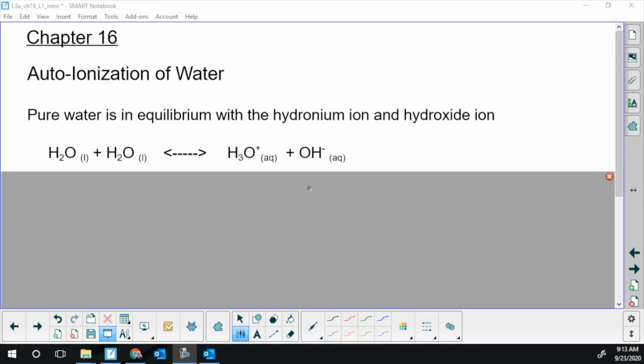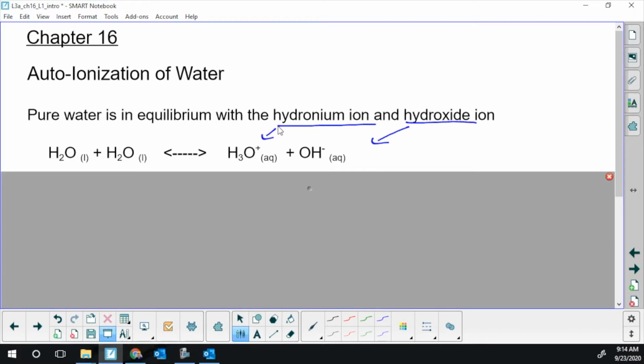So the autoionization of water was discussed last year. Water can react with itself and autoionize. So you're going to get a hydronium ion, which is that H3O+, and you can get a hydroxide ion from water. Okay? And this always happens. There's no way to prevent it. So, okay? That was presented last year.